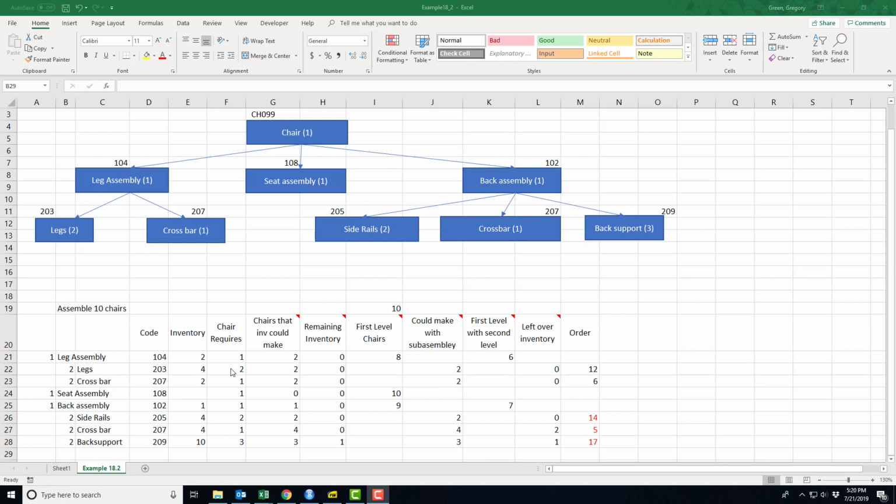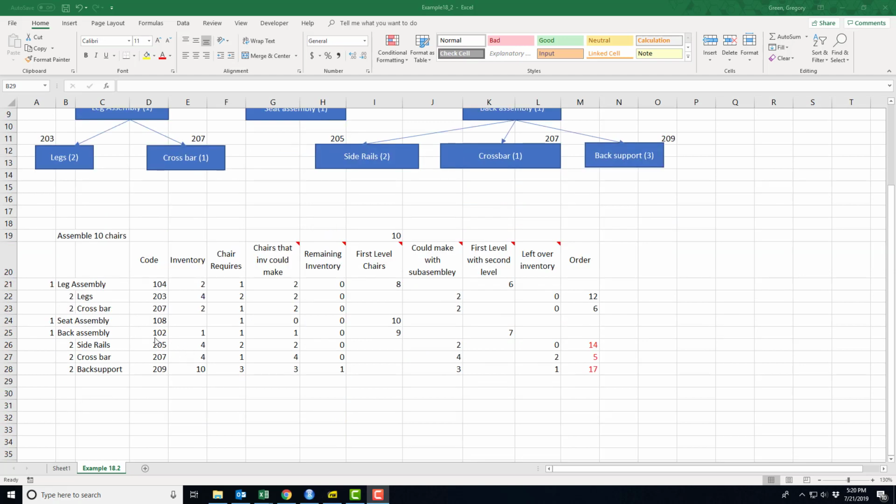Now, the next thing to do is to go down and say, okay, that's great, but how do I find out what I have in inventory? What does each chair require? How many chairs could I make with the existing inventory? And so on. Let me try to walk you through this process, because I struggled with this. Not the math, I struggled with the way to make Excel do the math for me without me having to sit and reason everything out one thing at a time.